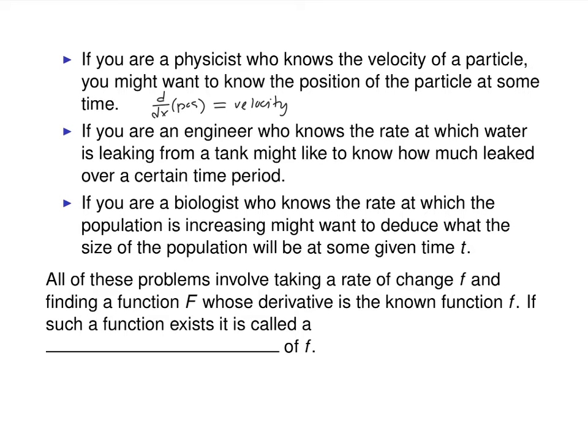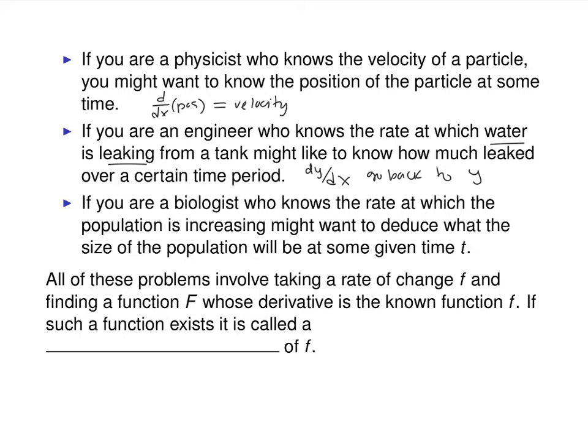Okay. If you're an engineer and you know the rate at which water is leaking from the tank, you might want to know how much water leaked from the tank. So the rate at which water leaked from the tank, that's going to be like a dy dx kind of a thing. And you want to go back to y somehow. So this is when we turn to the engineer and say, we don't always get what we want.